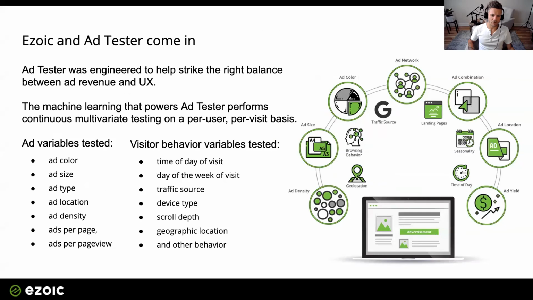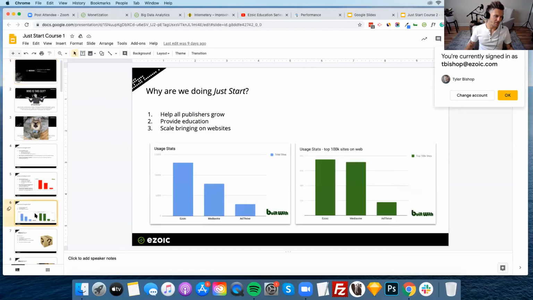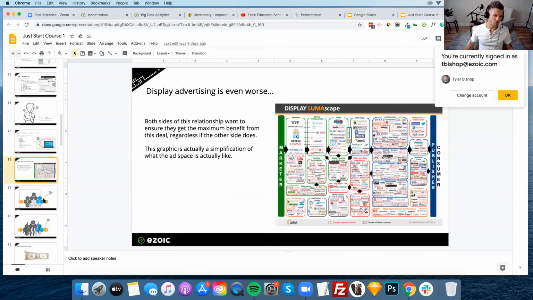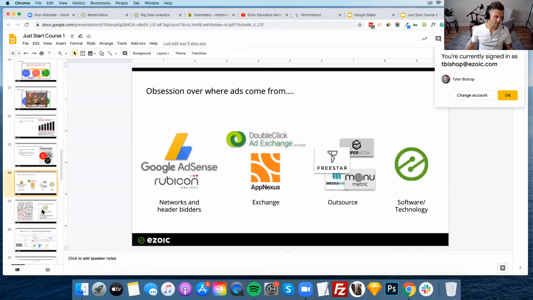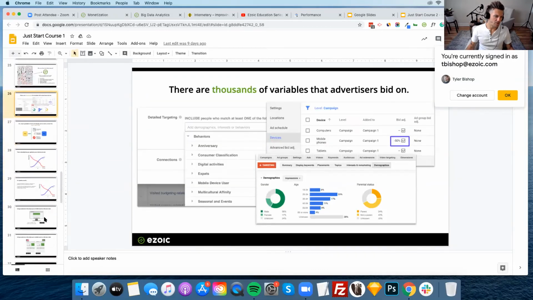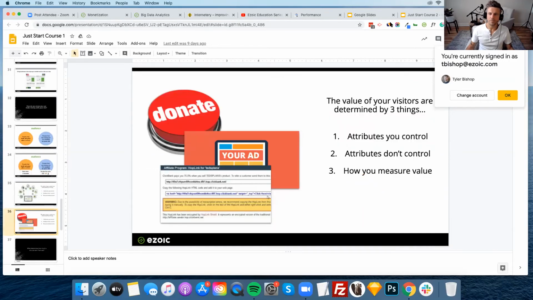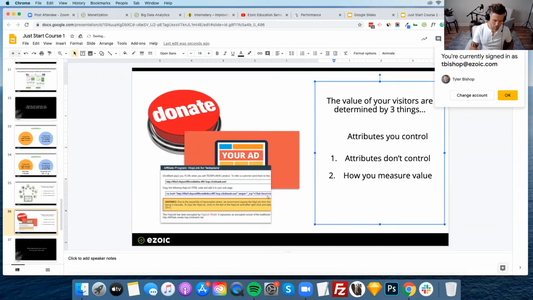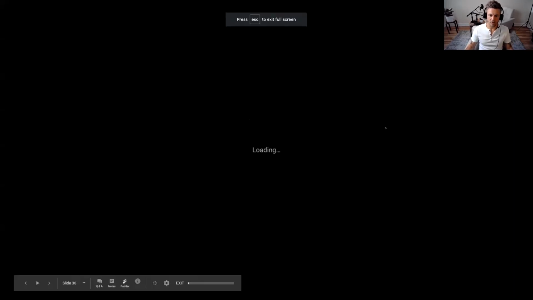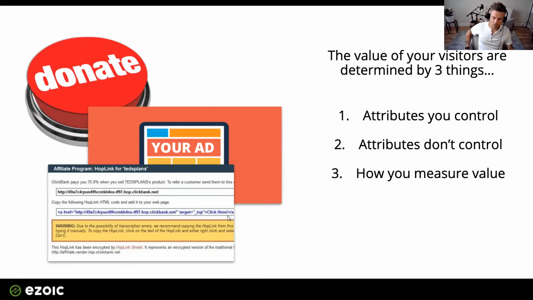I'm trying to see if there's anything else here that's valuable. No. But to answer your question about how much a site should earn from advertising, I've got a couple different slides in here that I thought were good for that. Well, I guess this slide kind of gets to it. Basically your site earnings are controlled by three things: attributes you control, attributes you don't control, and how you measure the value. So, what's a good RPM?